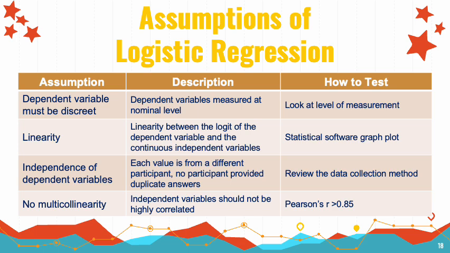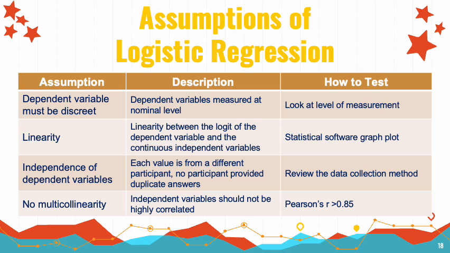Thus, the linearity between the logit and the continuous independent variable means that as the independent variable increases, the logit of the dependent variable increases at a constant rate. This can be checked graphically using statistical software, and you're looking for a linear relationship similar to what you would see in a scatter plot. The third assumption is the independence of the dependent variables, or in other words, that each value is from a different person. Someone cannot both get and not get the disease.